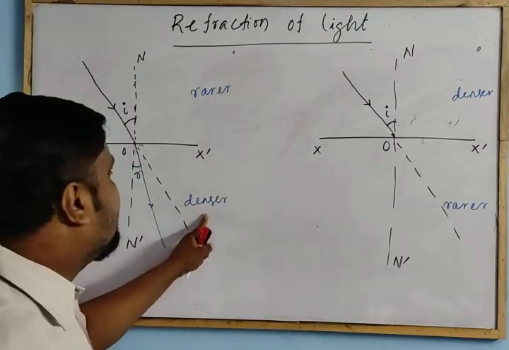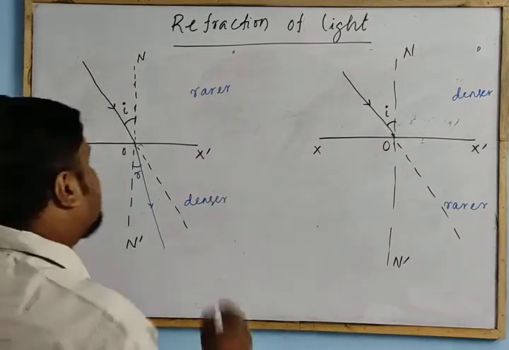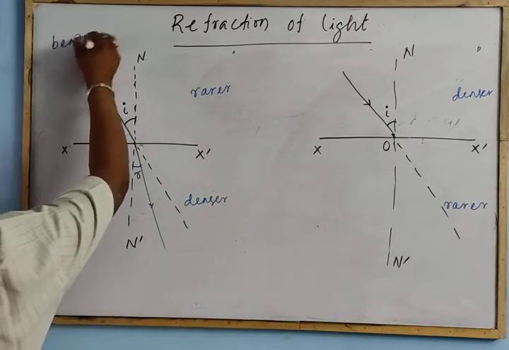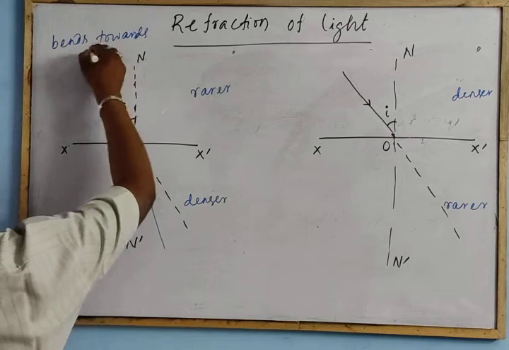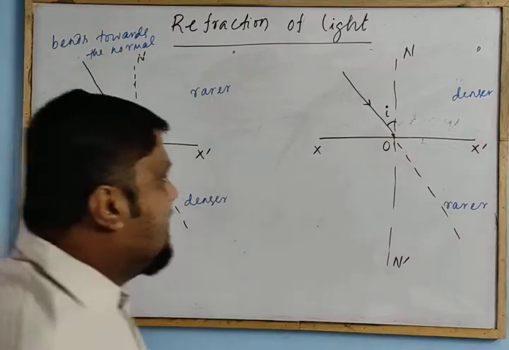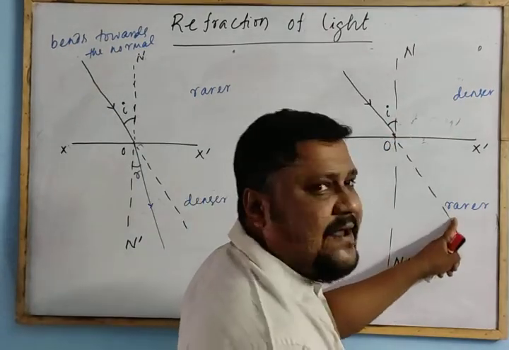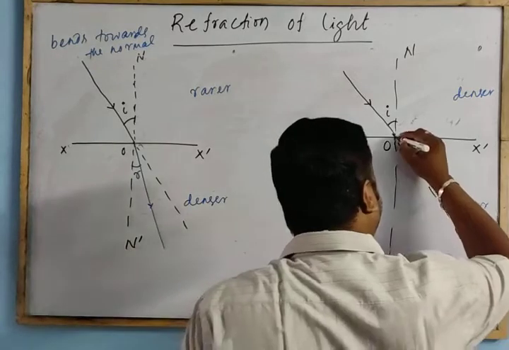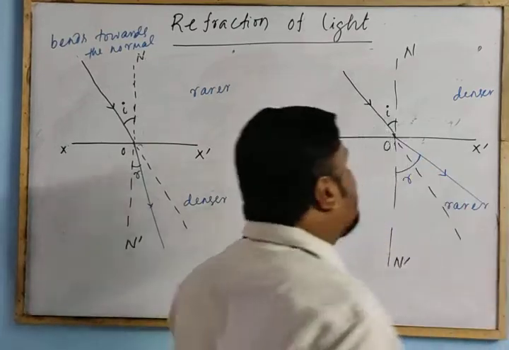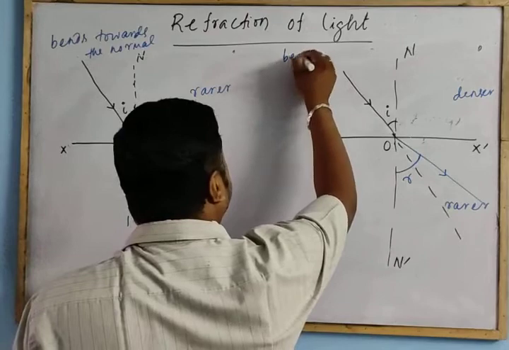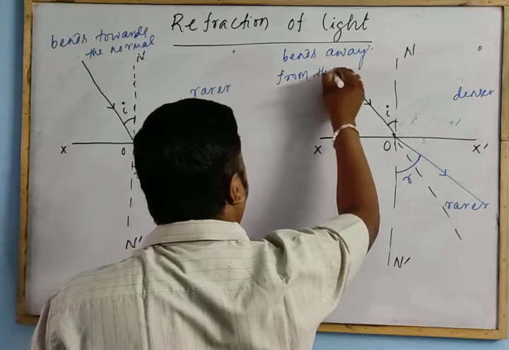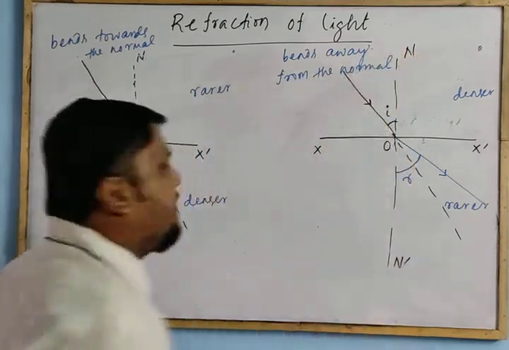When the ray is traveling from rarer to denser, it bends toward the normal. But when it travels from denser to rarer, it bends away from the normal, means the ray will be in this region, away from the normal, and this angle is called the angle of refraction. So here it bends away from the normal.